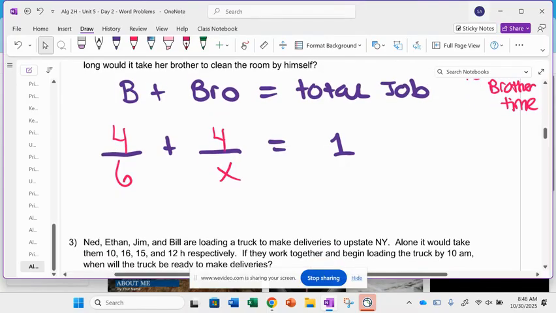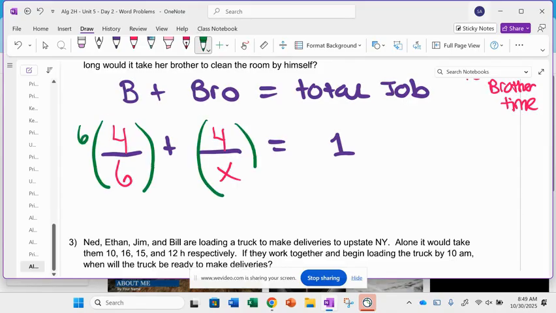I can simplify 4/6, right? It's a fraction, I can simplify it. So if you want, you can simplify it. If you want to leave it like this, you can leave it like this. If I chose to leave it like this, is it such a big number that it would make it so much more difficult for me? Not really. So we can just leave it and multiply everything by 6.